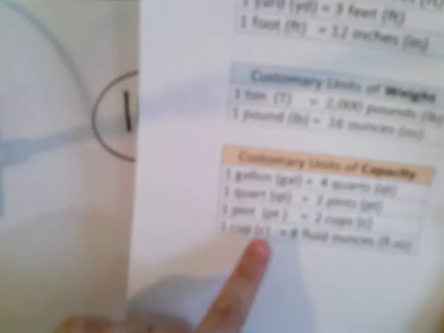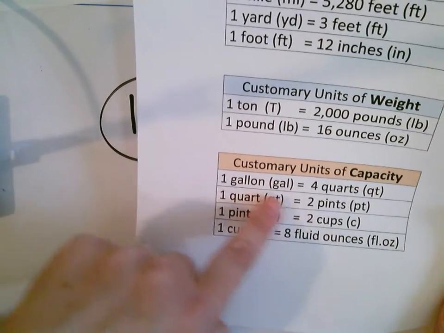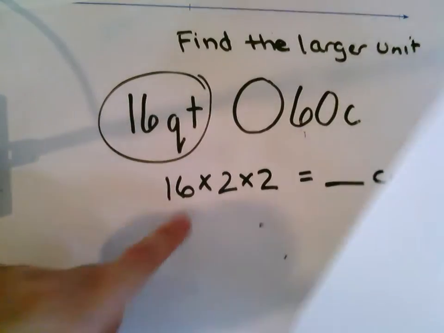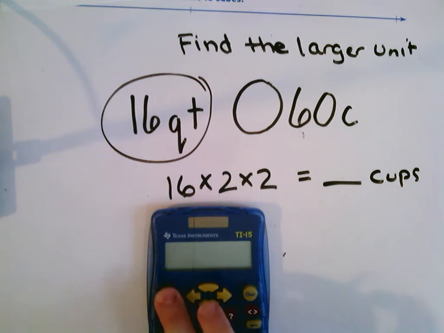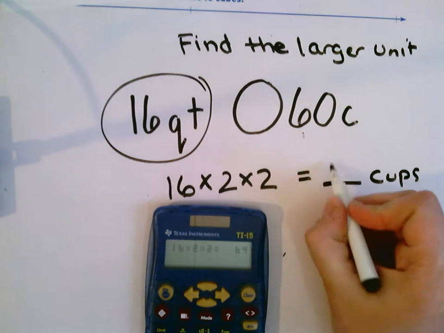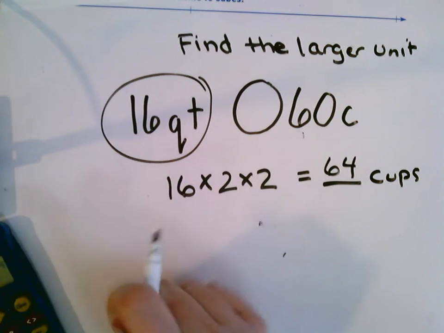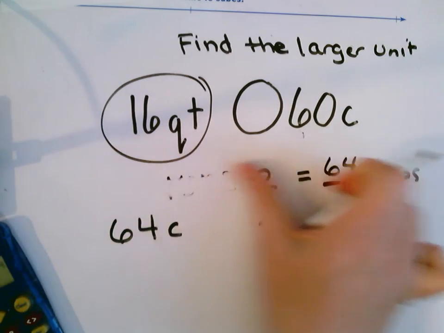Again, I looked at my chart. I'm going from quarts to cups. I have two numbers I need to multiply by: 2 times 2 times 16. So go ahead, put that in your calculator. 16 times 2 times 2 is going to give me 64 cups. So here I have 64 cups. So 16 quarts is the same as 64 cups.